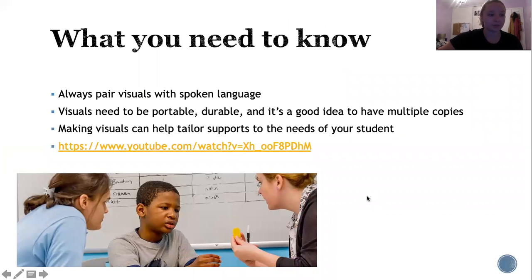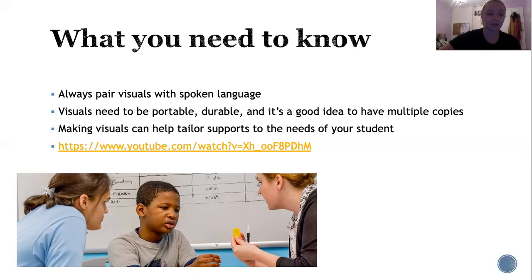What you need to know. Always pair visuals with spoken language to help the learner attach meaning to visual representations. By doing this, we can slowly fade visual prompts to increase student independence. Visuals may be used in many environments if these supports are going to and from school with your student. It is important to ensure that they are easy to move and carry. Additionally, your students will be handling these supports. Kids are kids. They will often be rough with their supports.